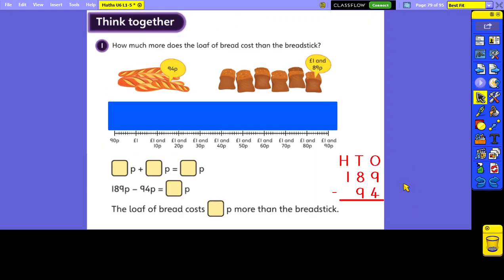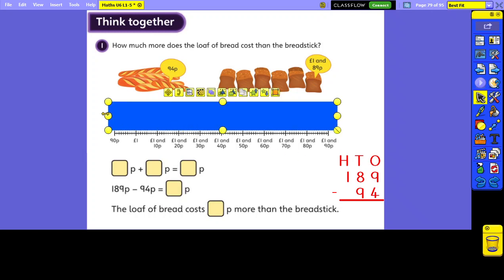Question 1. How much more does a loaf of bread cost than a breadstick? Or I like to call them French sticks. So how much more? The breadstick is 94 pence and my loaf of bread is £1.89, just like the previous one. So I've got a number line here, and I'm still jumping in 10s. 90 pence and 10 pence is a pound. Then I've got 10, 20, 30, 40, 50 with my pounds. So my number line is still jumping in jumps of 10, which is great.